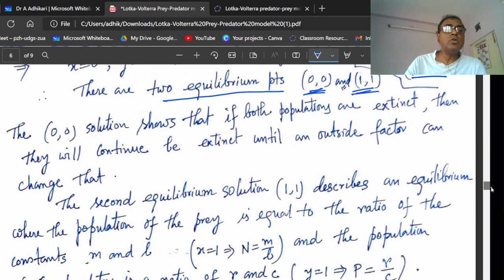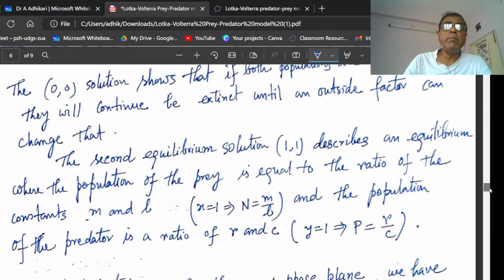The (0, 0) solution shows that if both populations are extinct, they will continue to be extinct until an outside factor can change that. So when x equals 0 and y equals 0, there is no predator and no prey, and this will continue until an outside factor changes the situation.